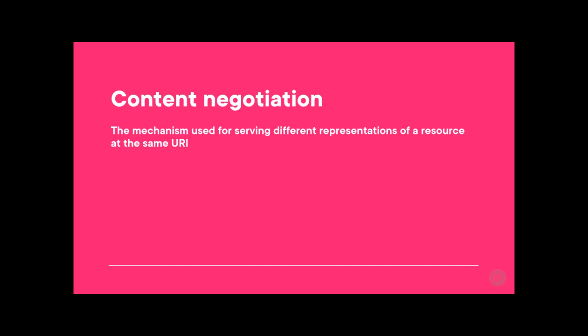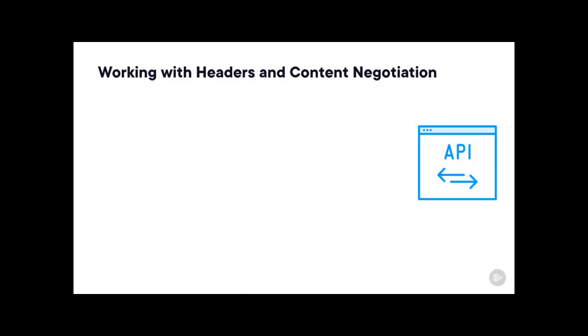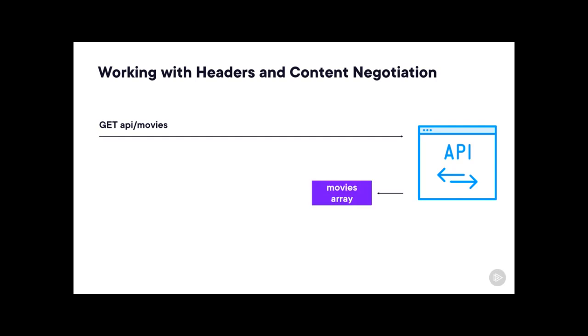It's a mechanism used for serving different representations of a resource at the same URI. Let's elaborate on that a bit. Any resource, like our list of movies, can have different representations. For example, the API can provide our list of movies with a JSON representation, but it could also want to provide them as an XML representation. This is still the same resource, the movies resource, but the representation is different. It's JSON or it's XML.